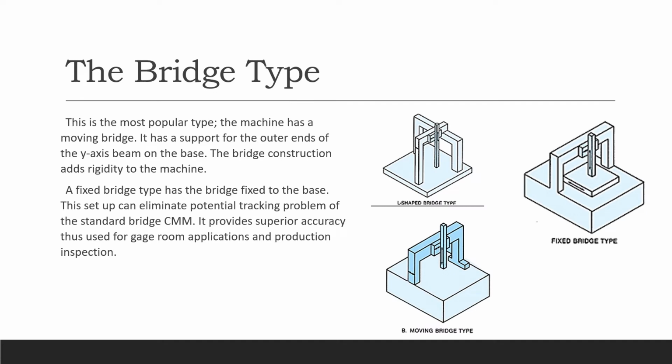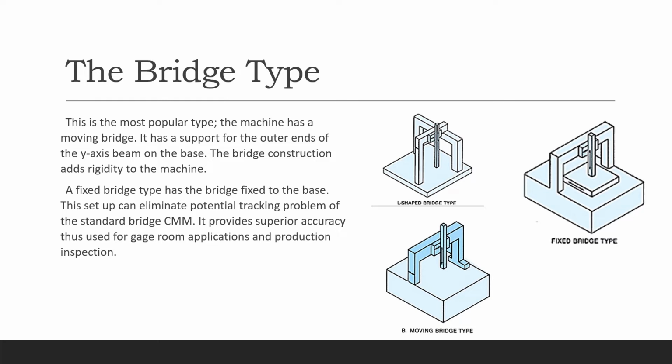Alright, the next one is a bridge type. We call it bridge because it does look like a bridge. So here's the most popular type. People like to use it because it's easy to use. And the machine has a moving bridge, and it has a support for the outer ends of your y-axis beam on the base.